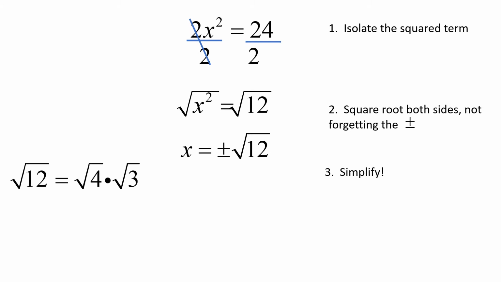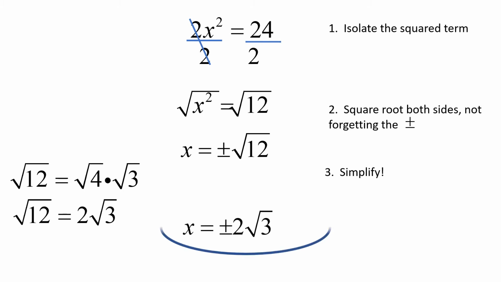My next step is to simplify. Well, I know the square root of 12 can be broken down into the square root of 4 times the square root of 3. But I know that the square root of 4 is 2, so the square root of 12 is 2 square root of 3. So my final answer is x equals plus or minus 2 times the square root of 3.